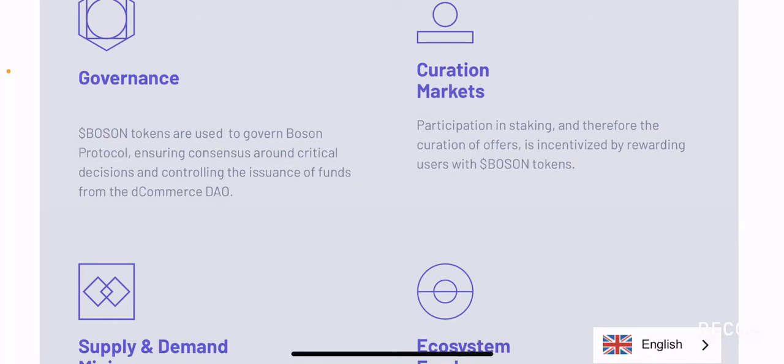Governance. Boson tokens are used to govern the Boson protocol, ensuring consensus around critical decisions and controlling the issuance of funds from the eCommerce DAO. As with every DeFi project, this project also has its native governance token, called Boson, which is used to ensure consensus around critical decisions. Boson holders can have a say in the protocol's governance and in controlling the issuance of funds from the eCommerce DAO. So there is an eCommerce DAO fund, and how that fund is used is based on the decisions made by Boson token holders, right?